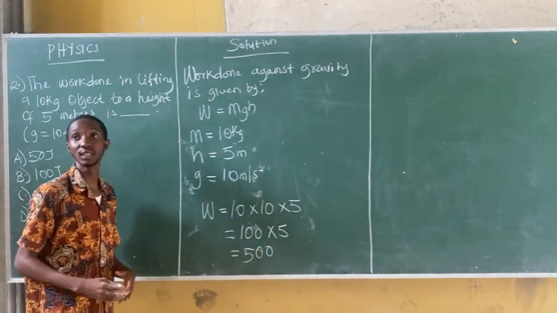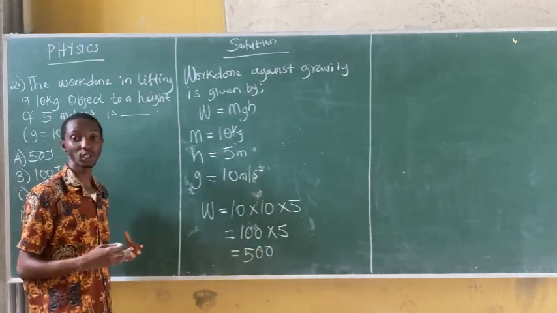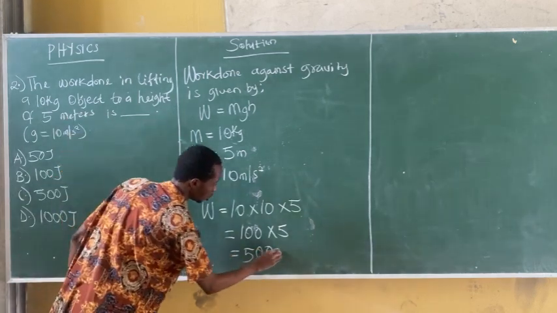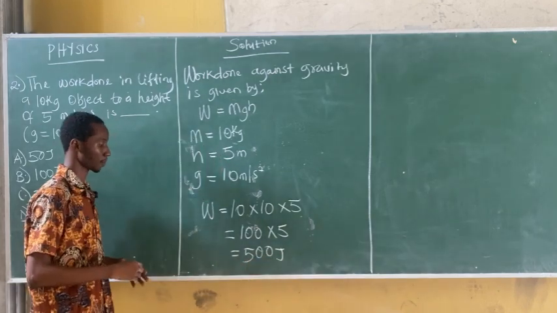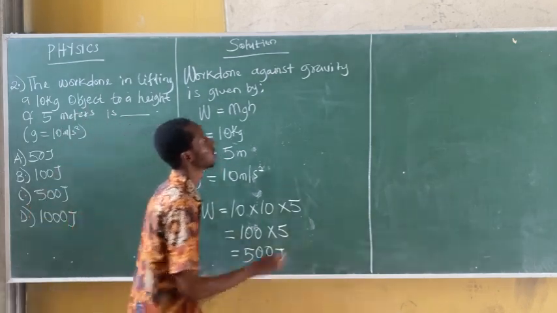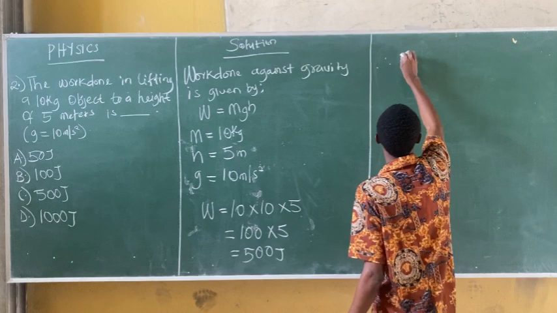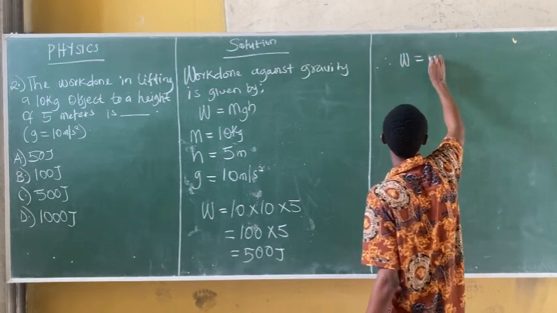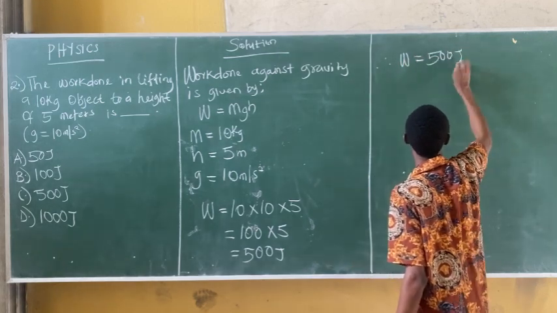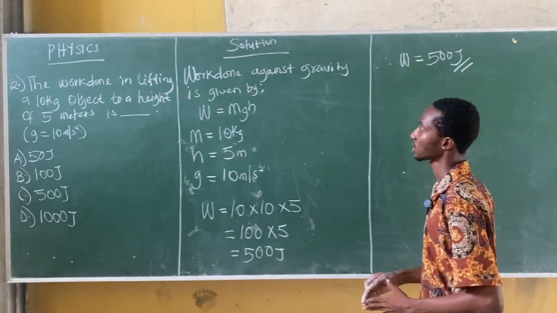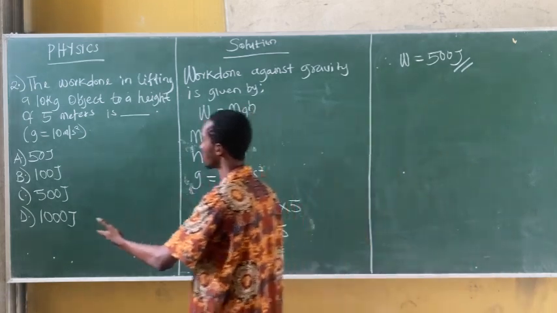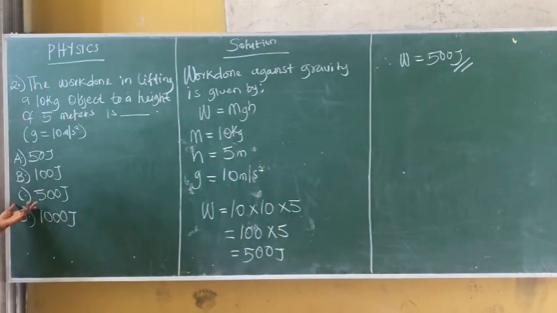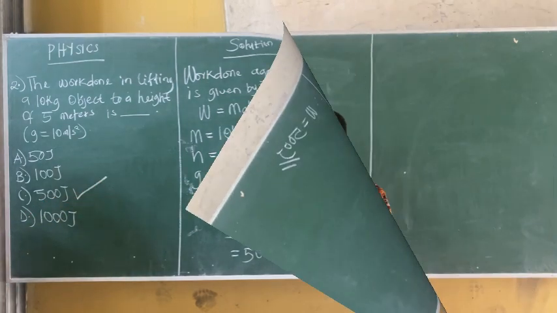500. Don't forget, the unit for work done is measured in joules. Therefore, work done is equal to 500 joules. This is our final answer. Now from this option, the correct option is option C, 500 joules.